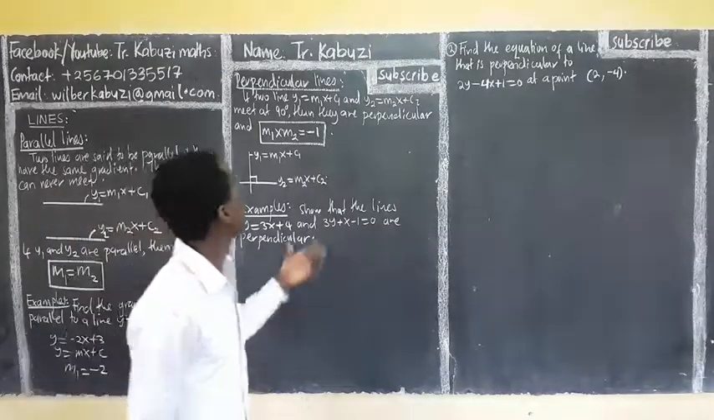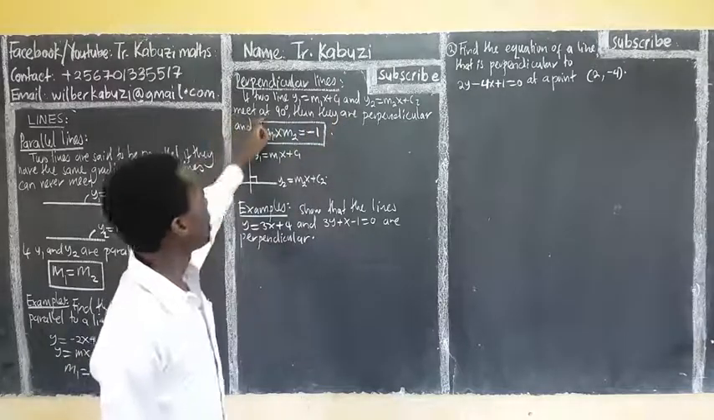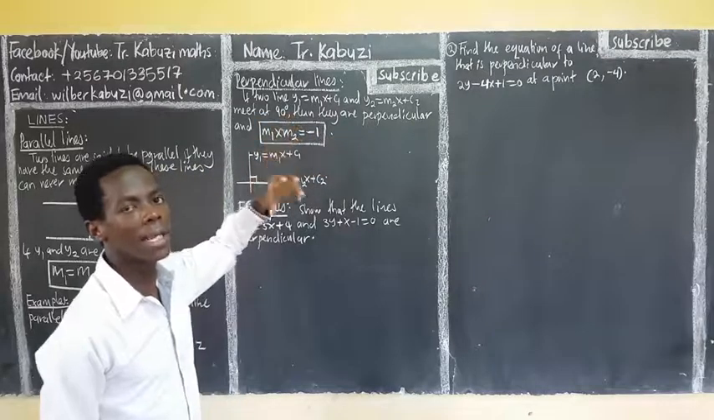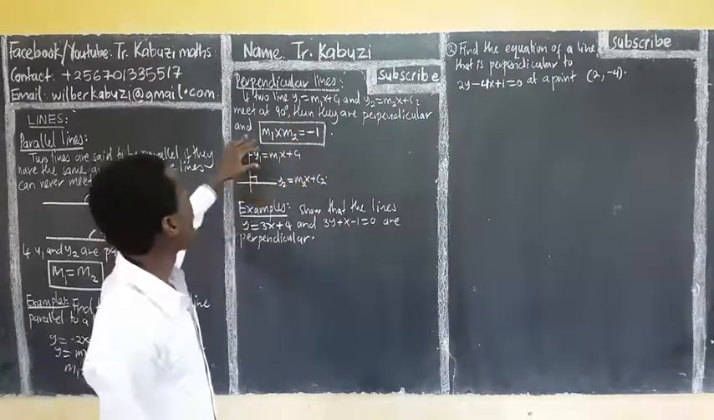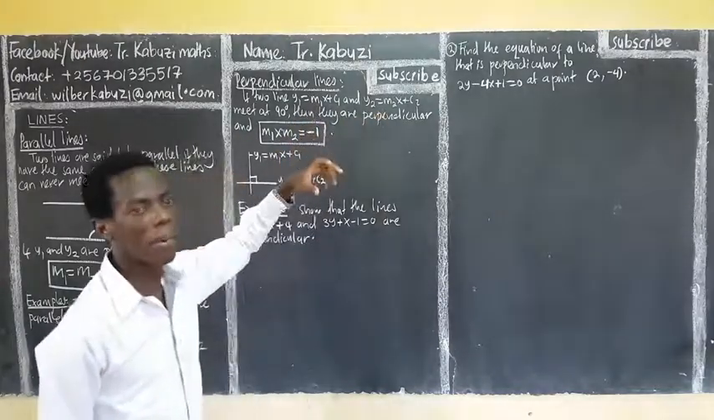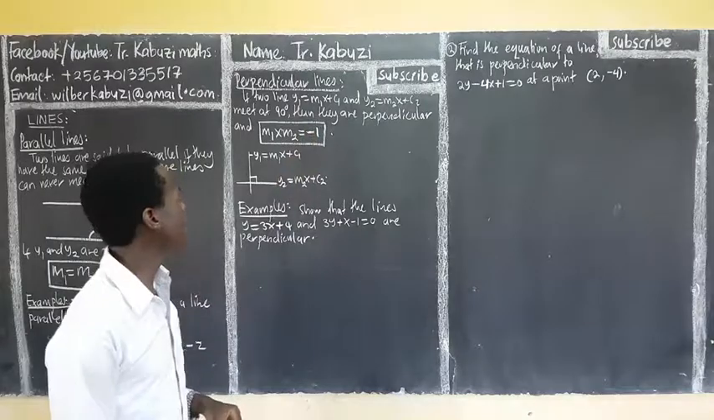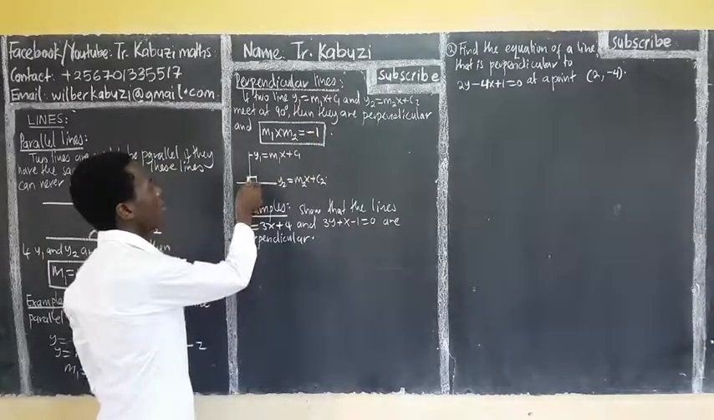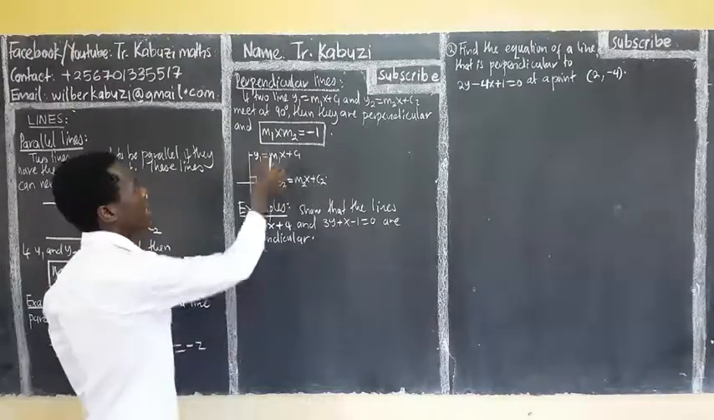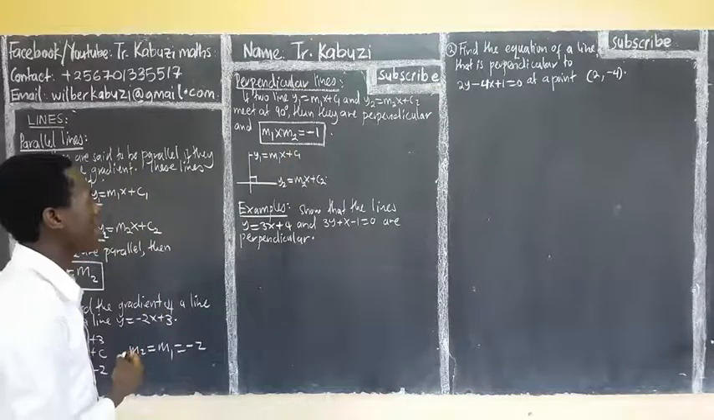As simple as that. Then this one, perpendicular lines. Two lines, this and this, meet at 90 degrees. If they meet at 90 degrees, then they are perpendicular. So perpendicular lines always meet at 90 degrees. And you see that this gradient is m1, this gradient is m2. The condition for perpendicular lines is that the product of their gradients is equal to negative 1, so that they are meeting at 90 degrees. This is 90 degrees, so they are perpendicular. The only condition we test if the lines are perpendicular is to show that the product of their gradients is negative 1.